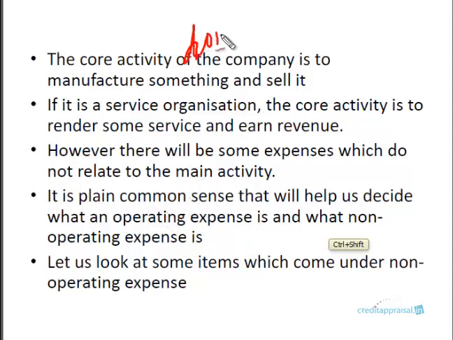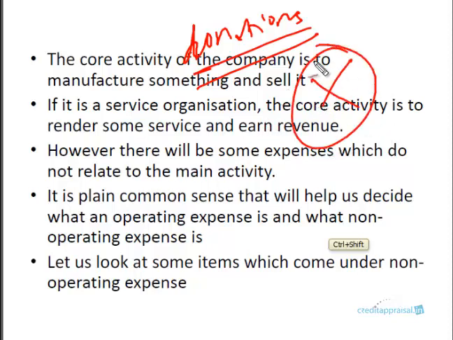For example, take the example of donations. The company has made some donation to some organization. Even though it's an admirable act, it's got nothing to do with the operations of the company. So when you list out the various expenses in a company, when you come to donations, please note that this has got nothing to do with the core activity of the company. This is an expense because some cash has gone out of the business, but it is not linked to the core activity of the company. So this will be a non-operating expense.